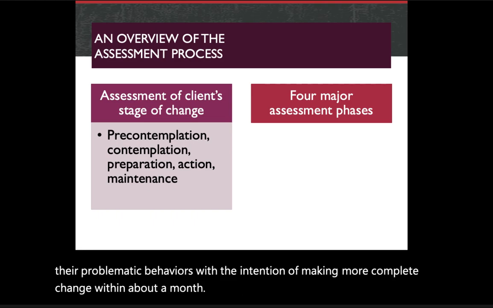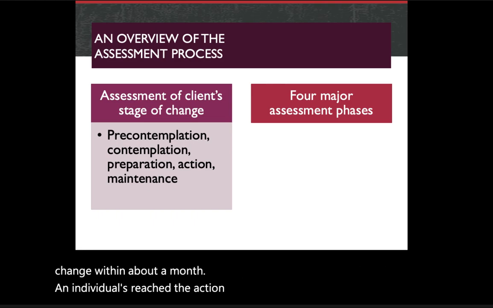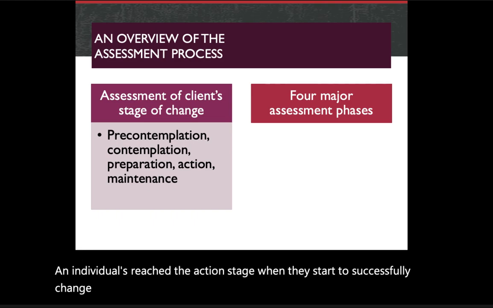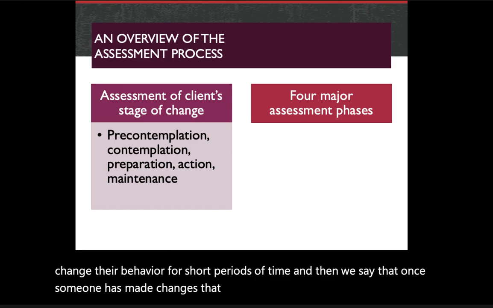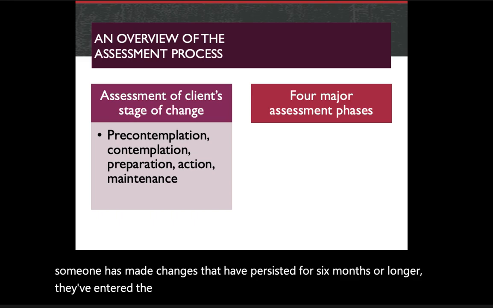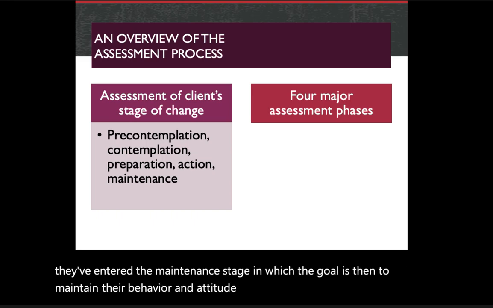Individuals reach the action stage when they start to successfully change their behavior for short periods of time. Then we say that once someone has made changes that have persisted for 6 months or longer, they've entered the maintenance stage, in which the goal is to maintain the behavior and attitude changes that have occurred previously.